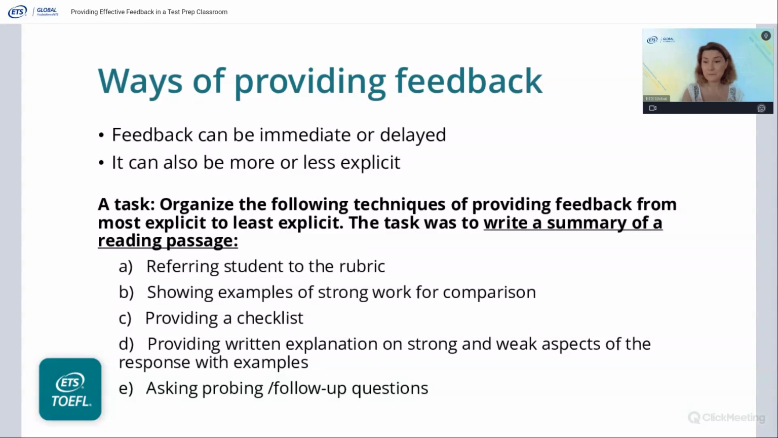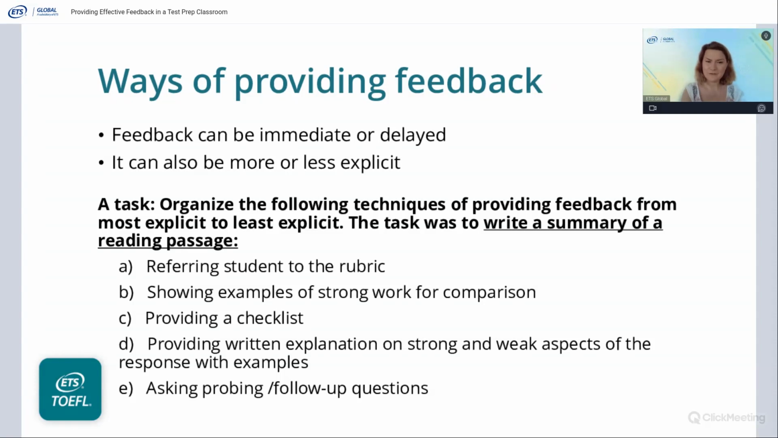Also, when we talk about feedback, of course, it can be more or less explicit. So you can say openly what needs to be corrected. You can imply, or you can provide guidance, or you can signal only which elements are to be corrected without saying what specifically learners can do.